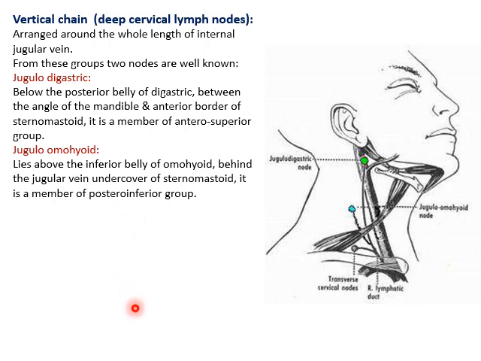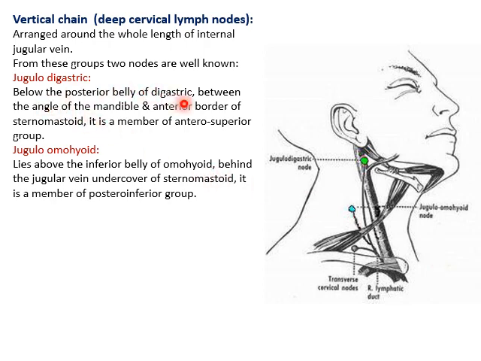Out of this deep cervical group of lymph nodes, two nodes are specifically well known, the jugulodigastric and the jugulo-omohyoid. So if you see in a patient, you can very well examine the sternocleidomastoid. First you see the sternocleidomastoid, and just deeper to it passes the internal jugular vein.